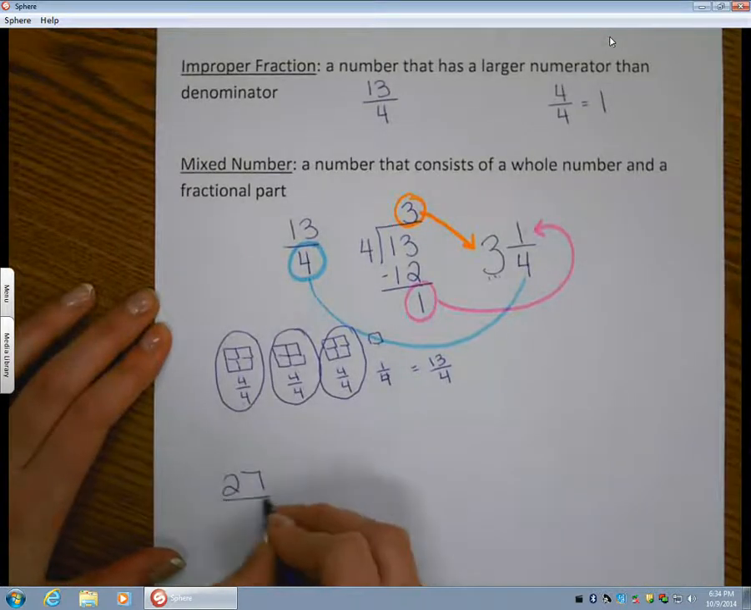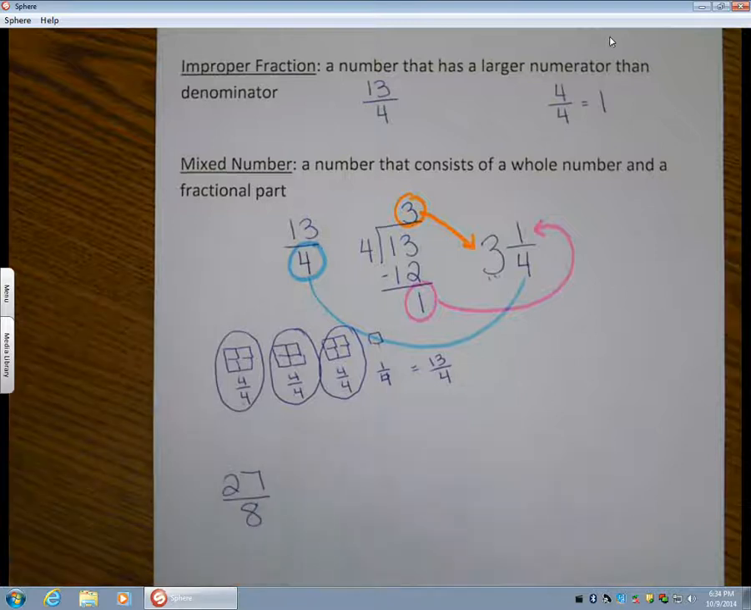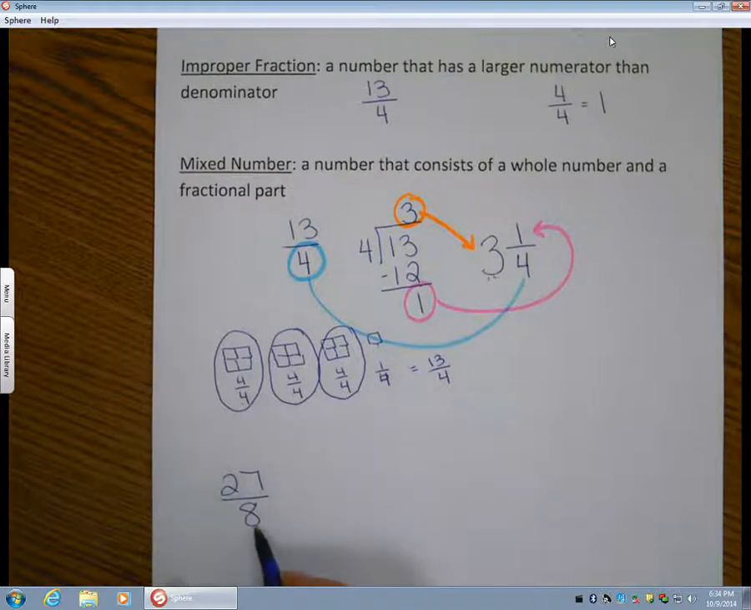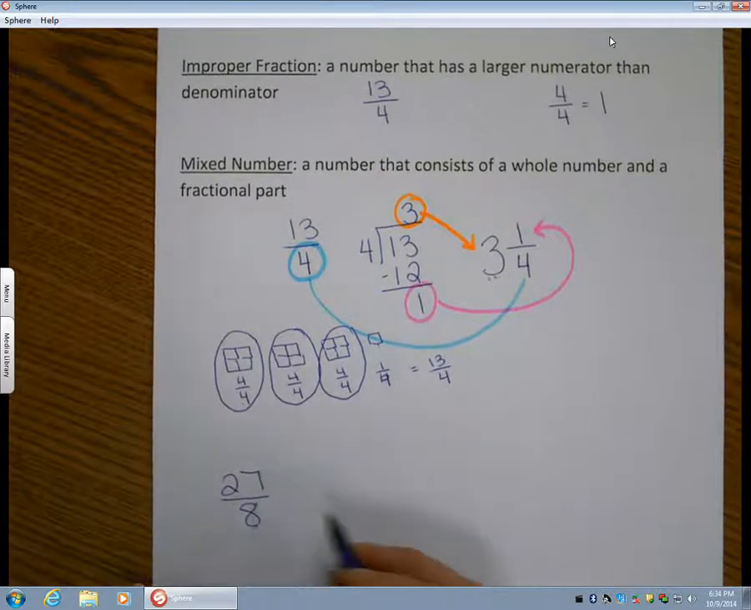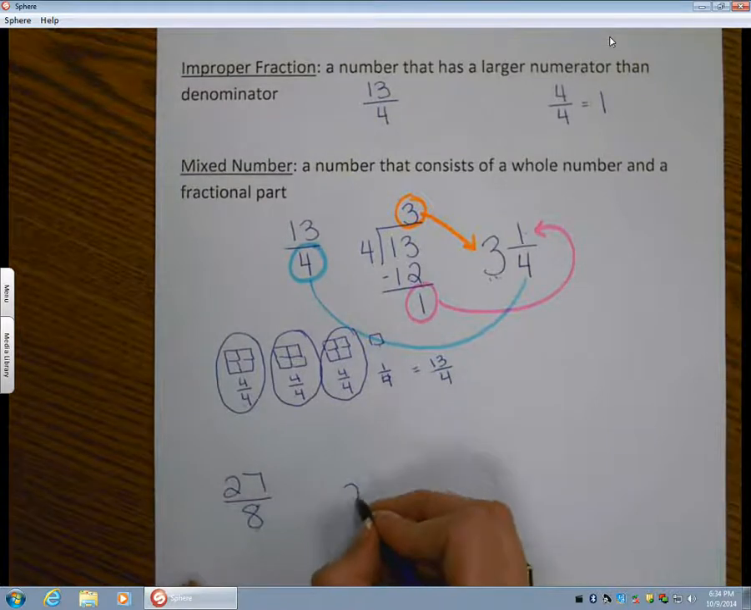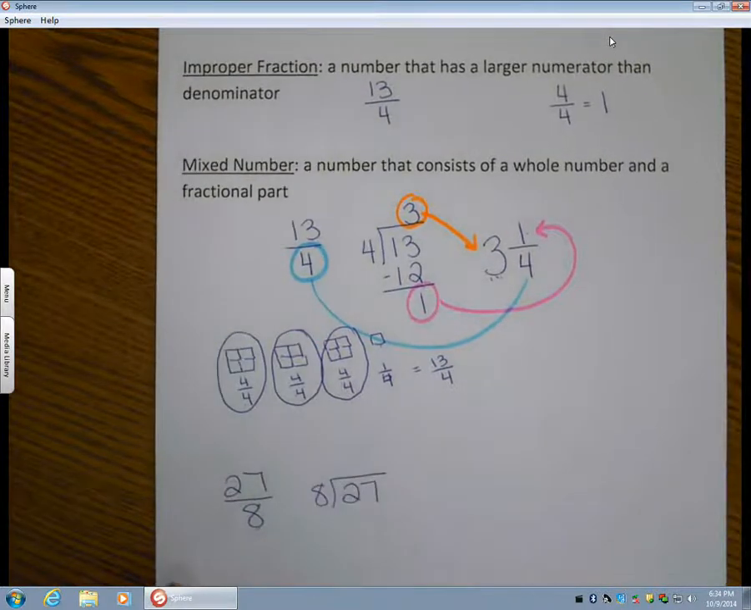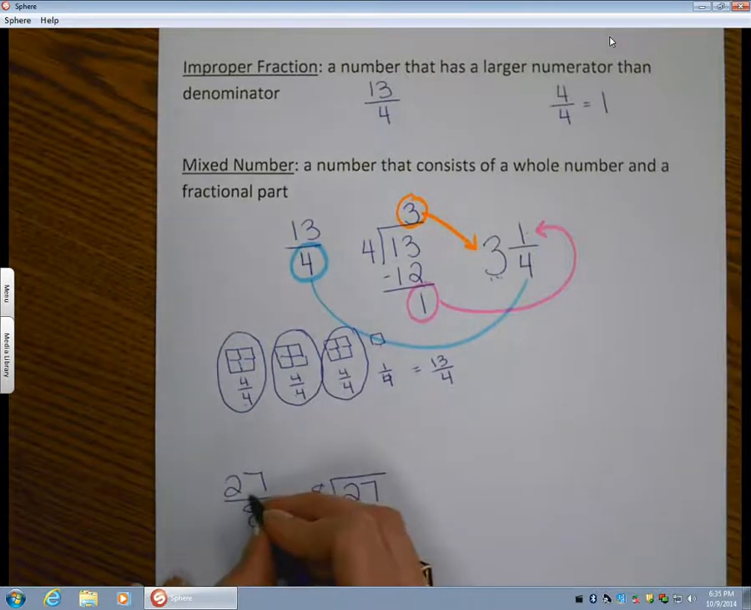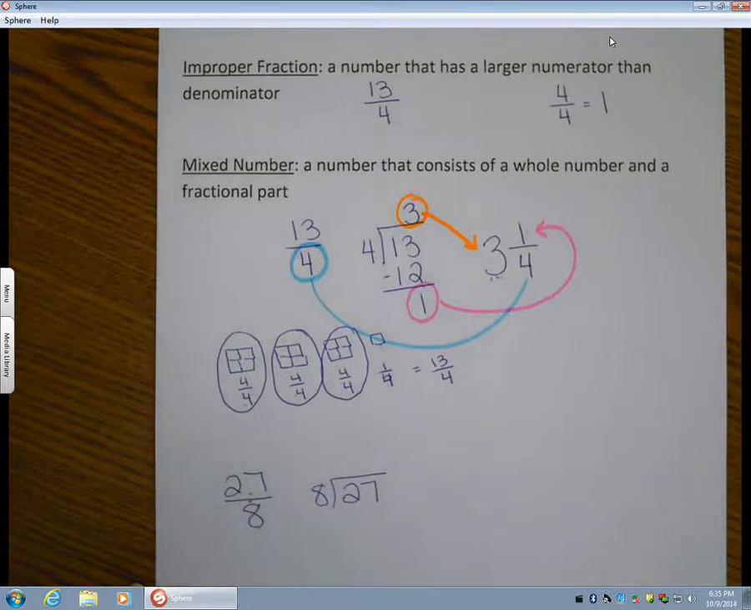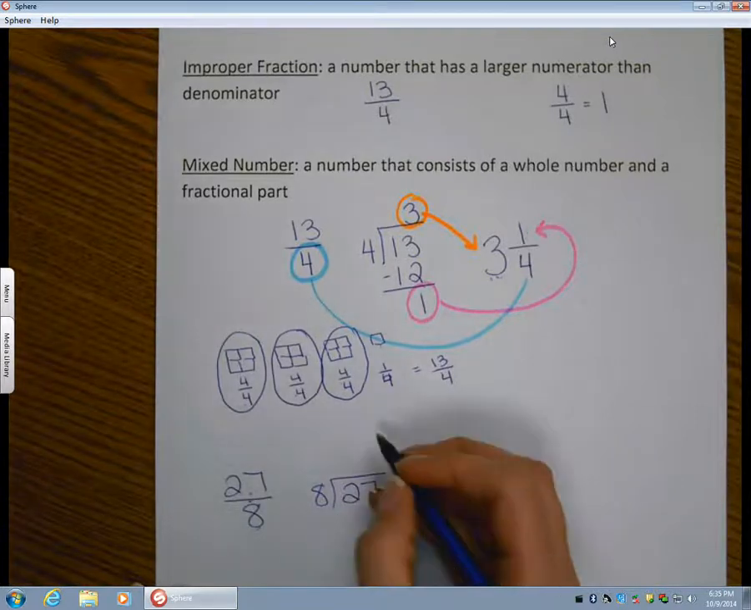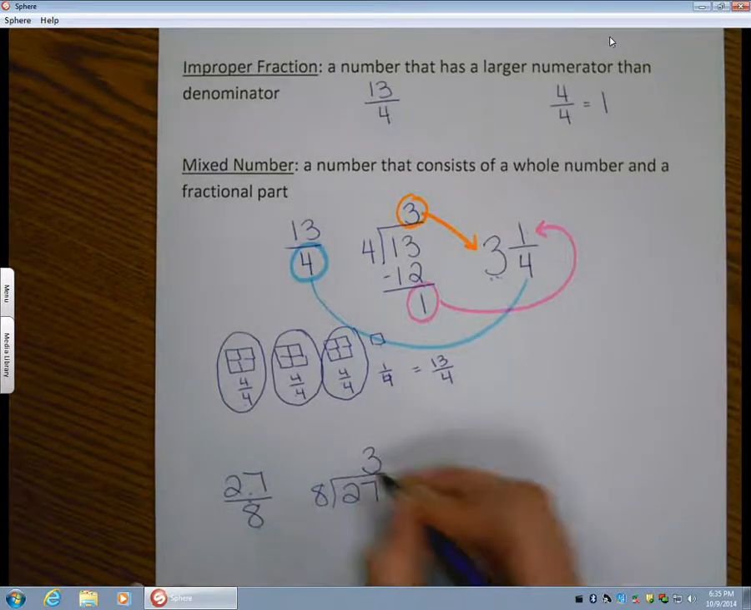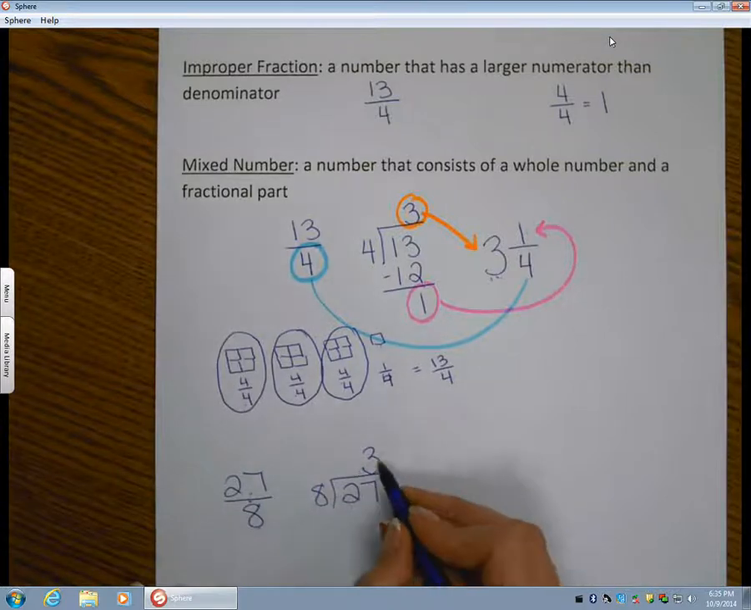Now this is a number that I won't really want to draw a picture of, so I really want to rely on that process. Again, I want to see how many groups of 8 I can get out of 27. So I'm going to divide 27 by 8. And if we actually read this fraction, we can read this as 27 divided by 8. 8 goes into 27 3 times. 8 times 3 is 24.